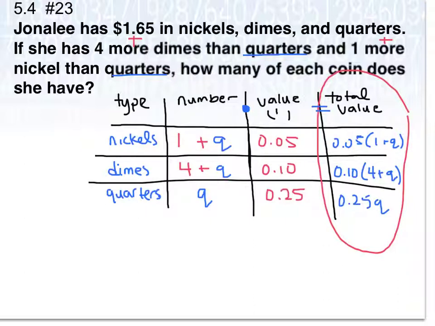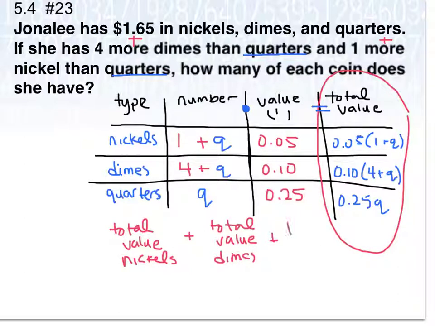Once we have the total value column filled in, we're going to want to set up the equation. So the equation always works where we are taking the total value of the nickels, adding that to the total value from the dimes, and adding that to the total value of the quarters to get the total value that Jonalie has in her pocket or piggy bank. So that's going to be $1.65.